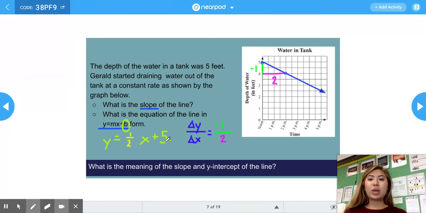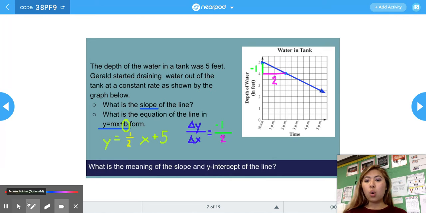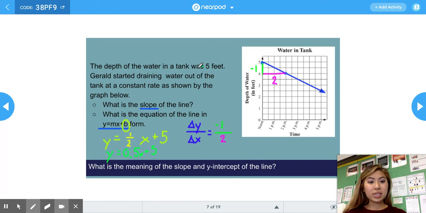So we can either write the equation as y is equal to -1/2 x plus 5, or we can write it in decimal form, y is equal to -0.5x plus 5. And to answer the question, what is the meaning of the slope and the y-intercept of the line according to this situation? Our slope is telling us that the depth of water in the tank is decreasing, so it's going down by half a foot every hour. And our y-intercept is telling us that the depth of the tank started at 5 feet.